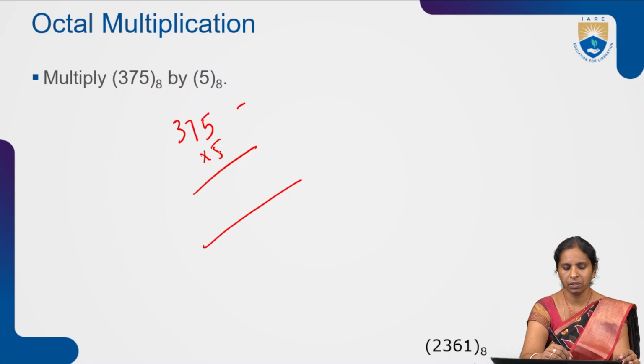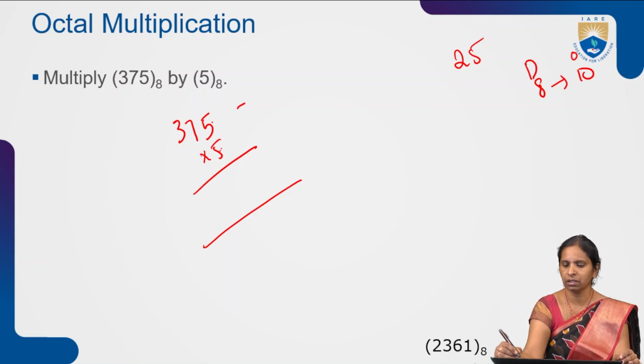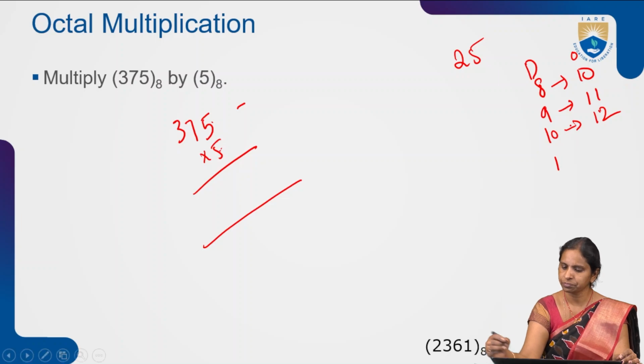So in decimal, what is 5 into 5? Nothing but 25. But what is 25 in the octal number system? Because you know that 8 in decimal is 10 in octal. The decimal 9 is equal to 11 in octal. In decimal 10, the equal number in octal is 12. And if the number is 11, then the corresponding number in the octal number system is 13.